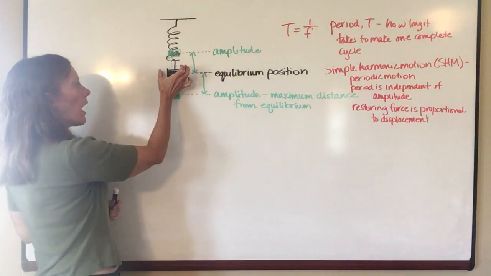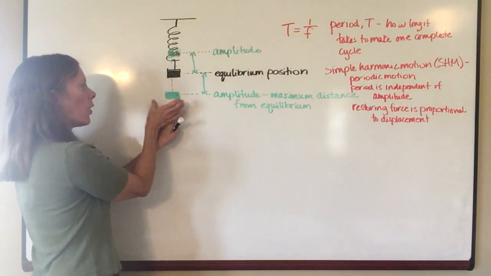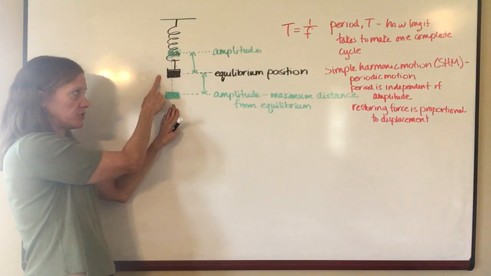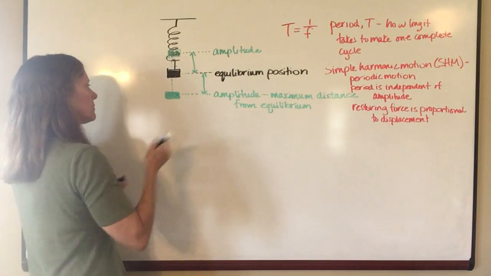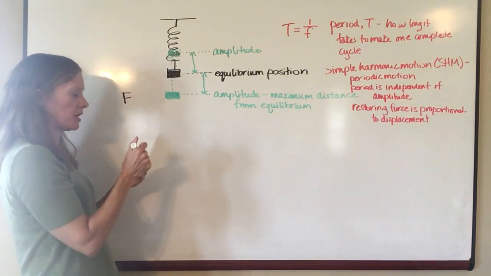Now, once I pull the mass down here, the spring wants to pull this mass back up to the equilibrium position again. And so down here is where there is a force that is going to be applied.